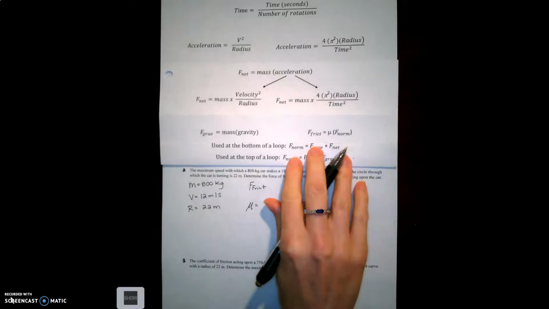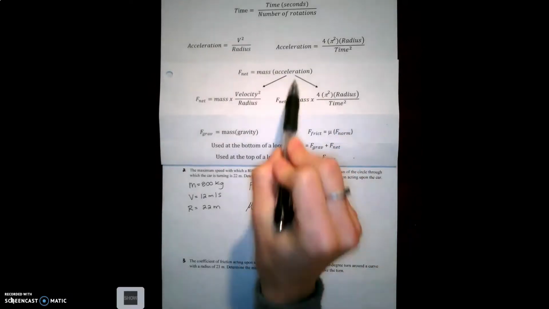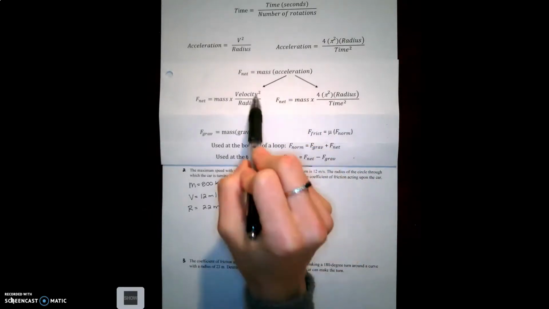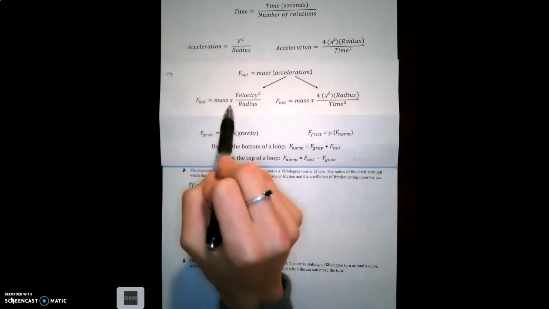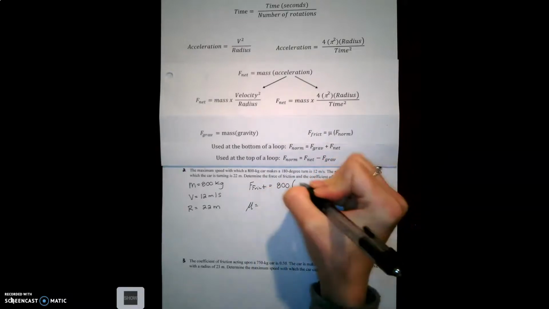So the first thing that we're going to do is try to figure out what formula we're going to be using. So our force of friction we also know as our net force. So we can use our net force formulas. We don't have the acceleration, but we do have velocity, radius, and mass. So this is going to be the formula we use to find our frictional force, aka our net force. So our mass is going to be that 800. That's going to be multiplied by our velocity, and that will be squared, divided by our radius, which is 22.